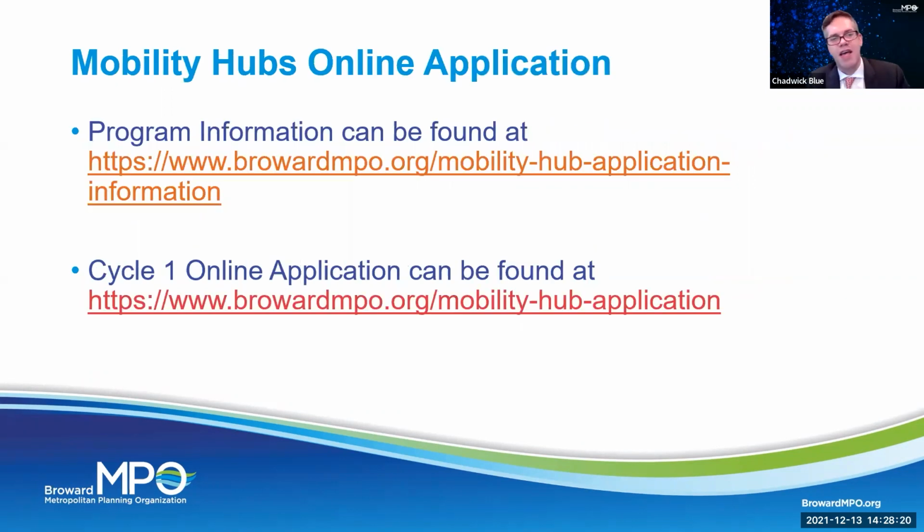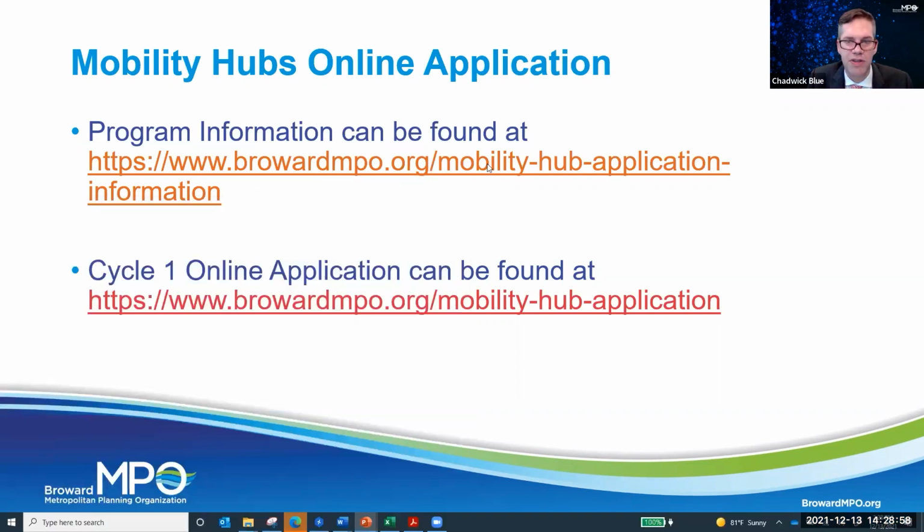So moving on, this slide right here shows a lot of important links. So all of the program information for the Mobility Hub application can be found here in this first link. And I will show you the documentation in that shortly. And then also the link below, that's where you'll go to start your Cycle 1 application. Again, it won't be live until 3:30 this afternoon, but once it goes live, that's where you'll go and fill everything out. And so with that, let me jump in real quick.